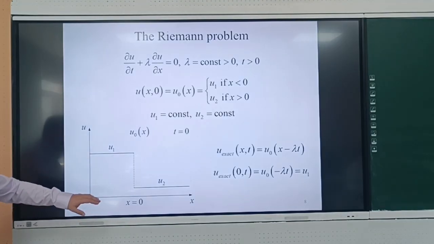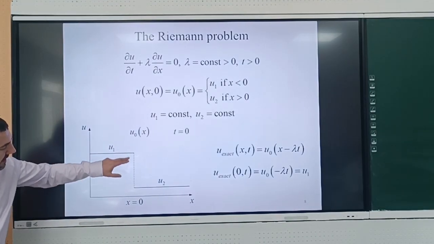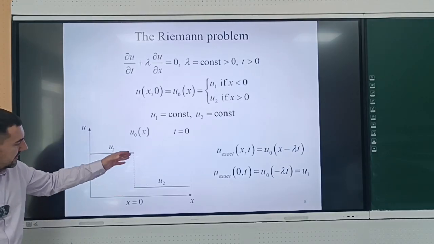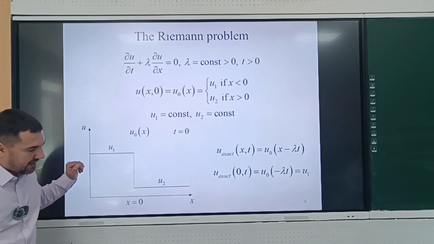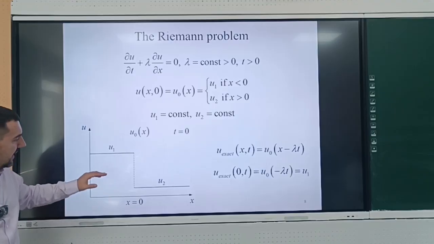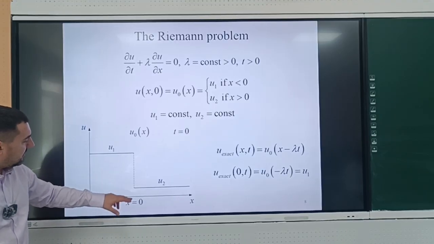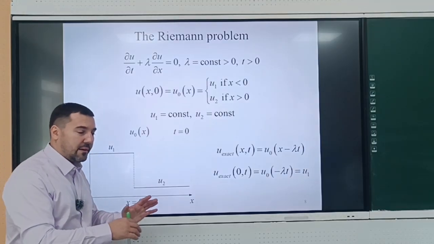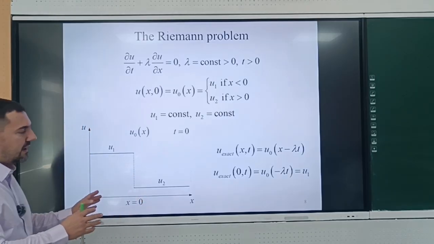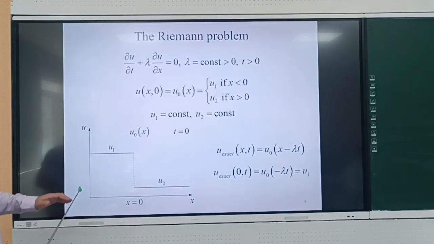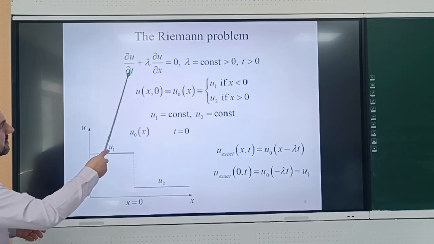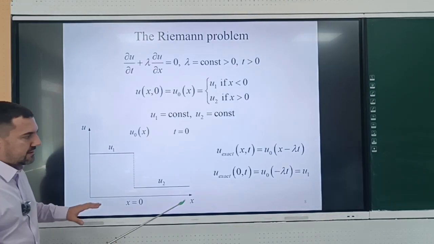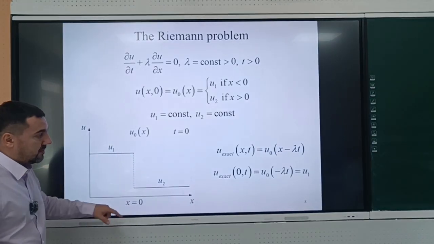Obviously, we need to know the exact solution here. The exact solution in time is the propagation of this profile. From the initial time instance, this step will propagate to the right, which means that at x equals 0, we will get u1 at any time instant. This is not about numerics, it's just a property of our linear advection equation. Because lambda is greater than 0, the exact solution of this problem at x equals 0 is u1.